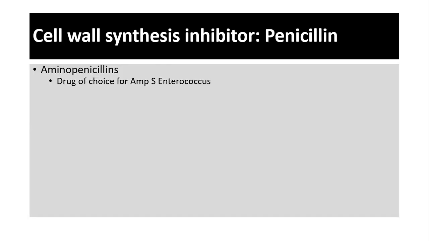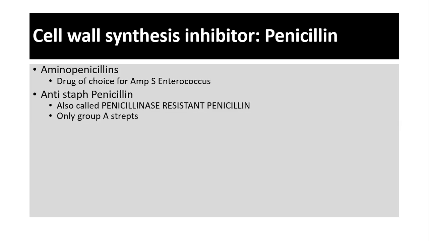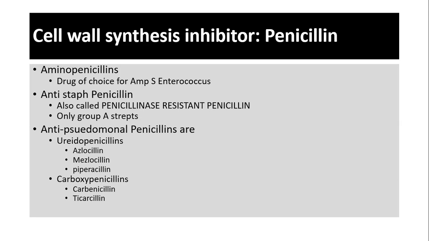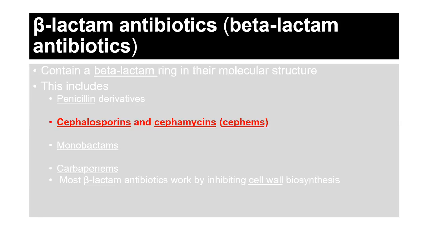Aminopenicillins are the drug of choice for ampicillin-sensitive enterococcus, while anti-staph penicillin covers group A streps. The anti-pseudomonal penicillins, that is piperacillin and ticarcillin, are divided into two groups, that is ureidopenicillins and carboxypenicillins.